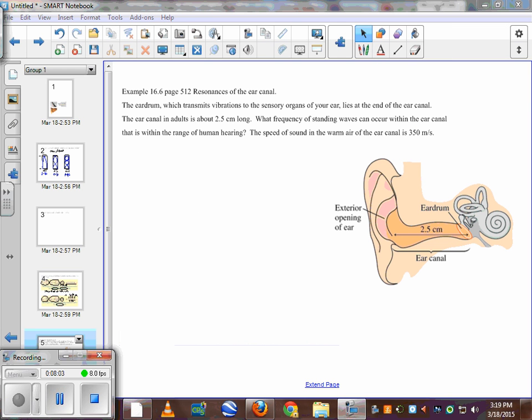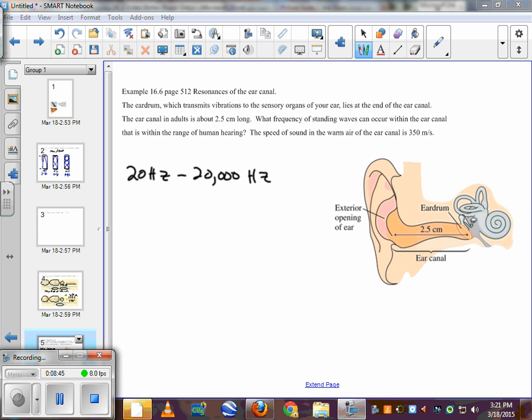This is on page 512 in your textbook. We're looking at the resonances of the ear canal. The eardrum, which transmits vibrations to the sensory organs of your ear, lies at the end of the ear canal. The ear canal in adults is about 2.5 centimeters long. What frequency of standing waves can occur within the ear canal, that is, within the range of human hearing? The speed of sound in the warm air of the ear canal is 350 meters per second, and humans can hear between 20 hertz and 20,000 hertz. So we have to find out what frequencies will resonate inside of our ear canal.